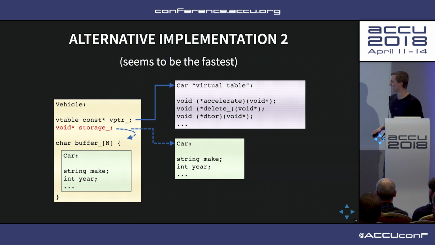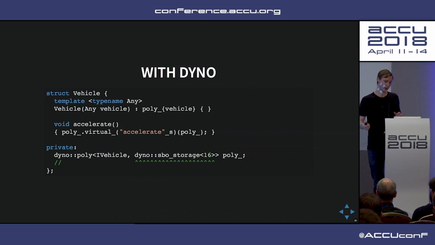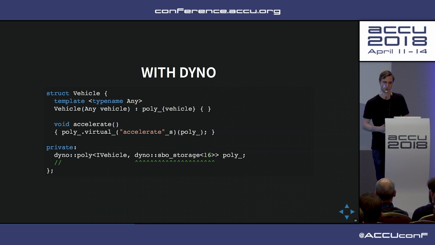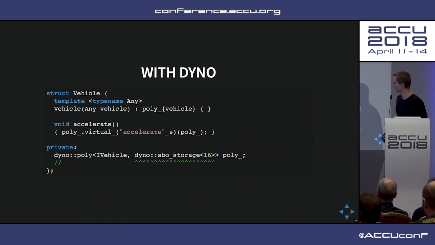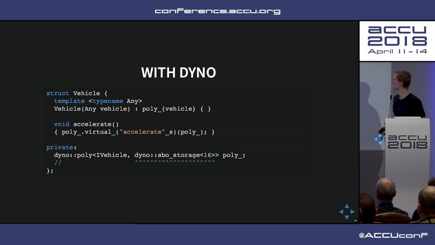But with the library, what you can do is just change the storage policy. Like I said, you can specify multiple storage policies. So in this case, you can use SBO storage 16, which tells it to use a small buffer size of 16 bytes, and that's it. You can change the number of bytes, of course. So you just have to change that part, and then crazy metaprogramming, blah blah blah, and the code that's generated under the hood is the same.